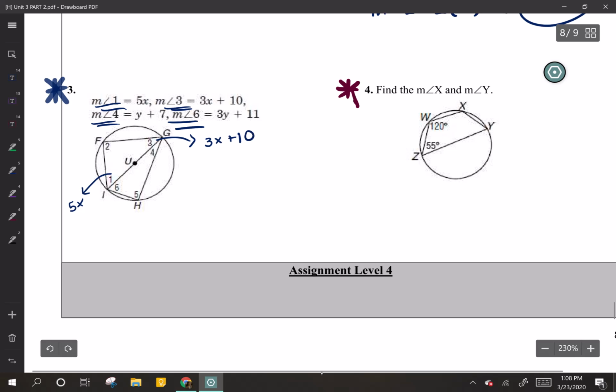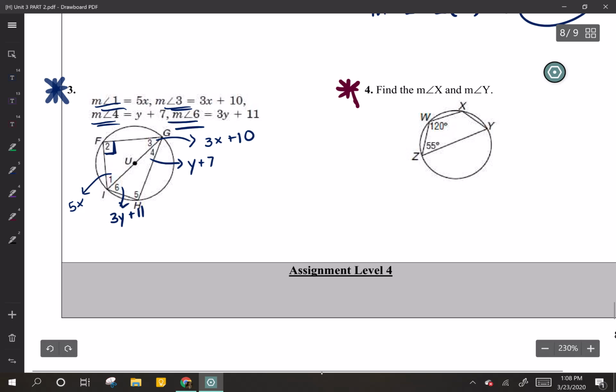They also tell us that angle 4 is y plus 7, and angle 6 is 3y plus 11. Okay, I'm going to set up 2 equations, the first one to help me solve for x, and the second one to help me solve for y. Right, so like I said, like number 2, we use theorem 10.7.